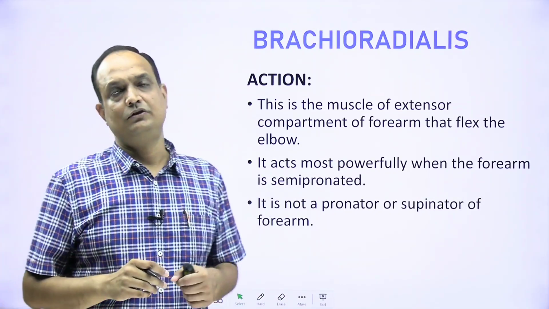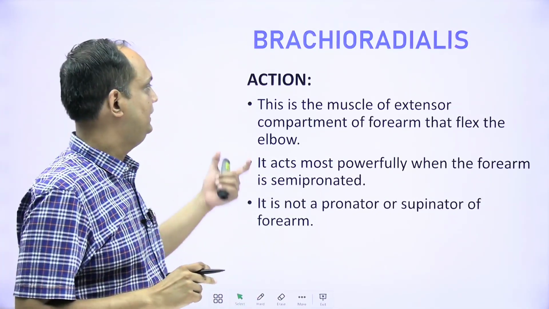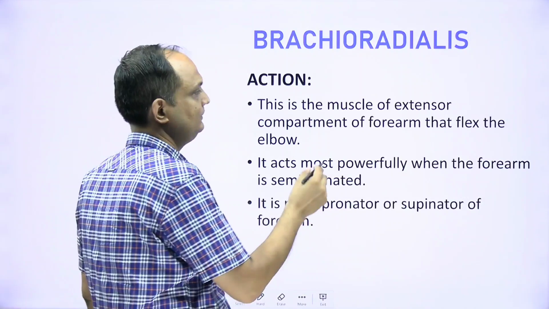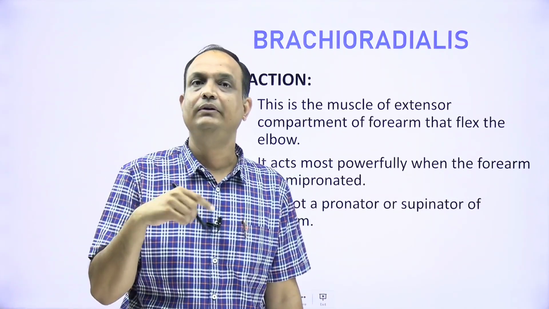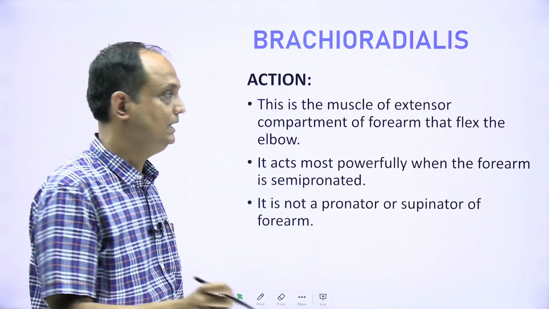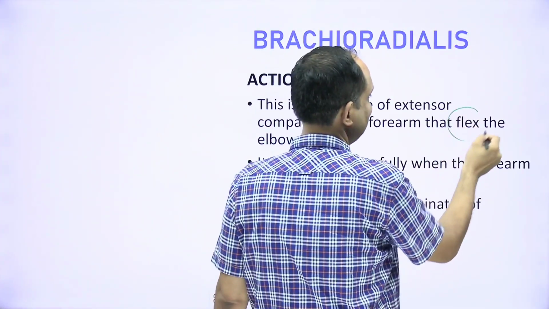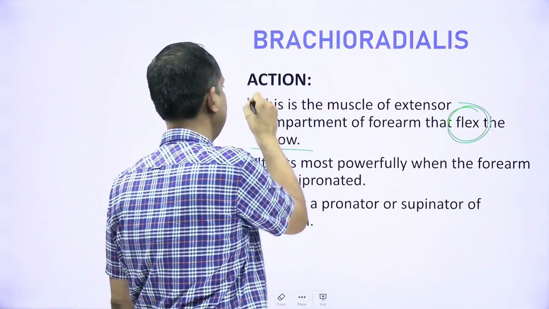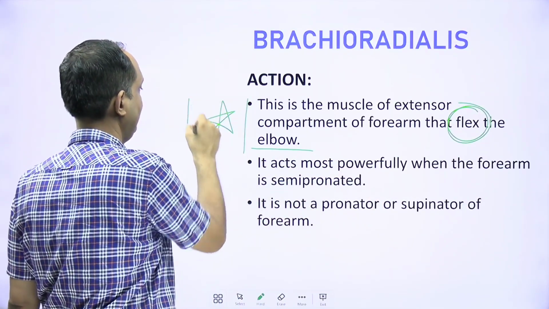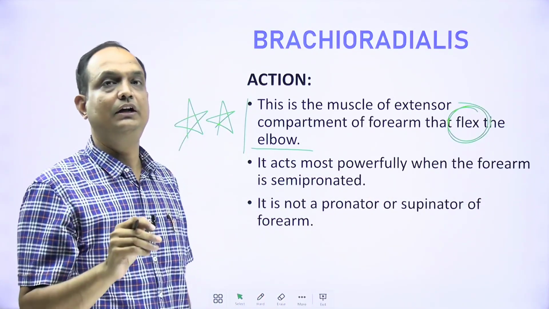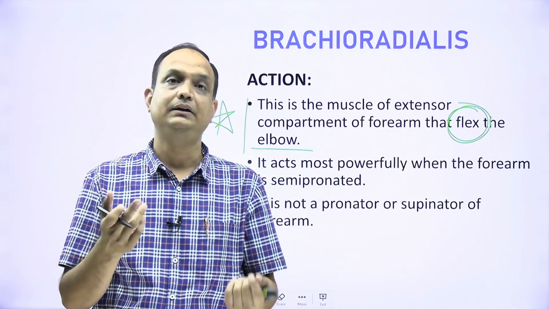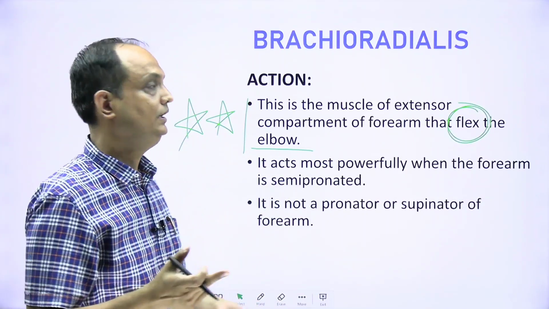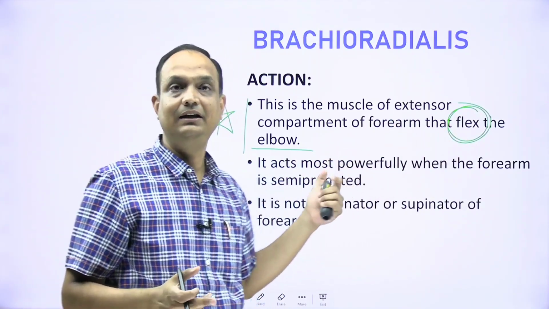Now, what are the actions of brachioradialis? Now, brachioradialis is a muscle of the extensor compartment. You are seeing this again and again whenever you are reading the muscles, but still this is causing flexion at the elbow joint. So, this is a very important question. Though we are reading brachioradialis as a muscle of the extensor compartment, it is not causing extension, it is causing flexion at the elbow joint.